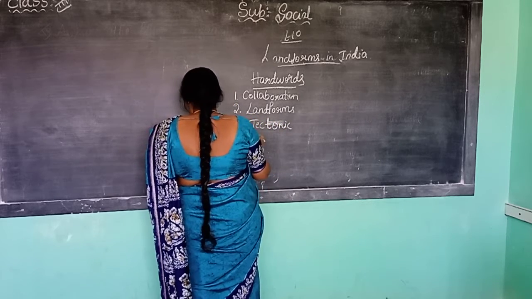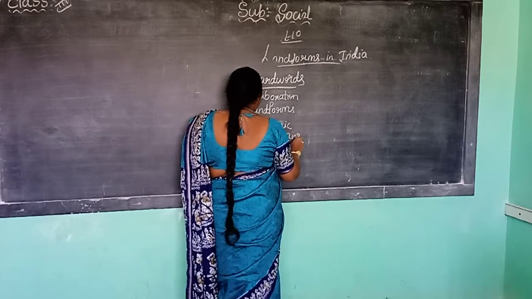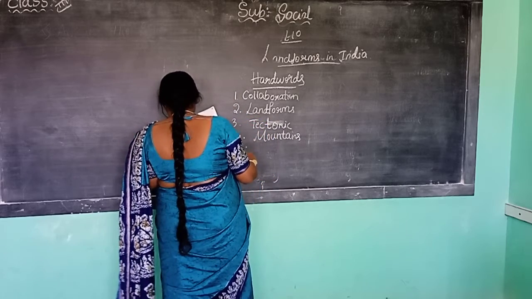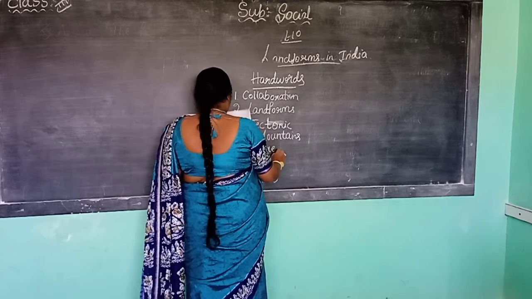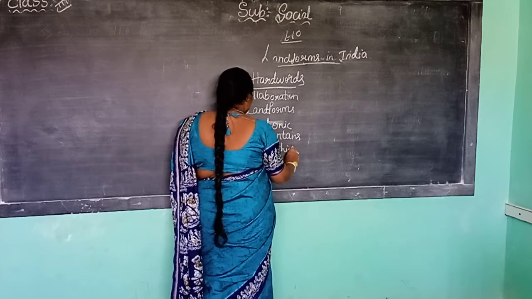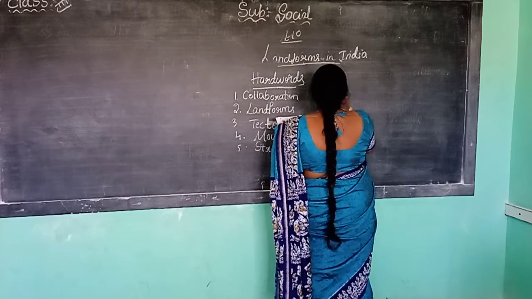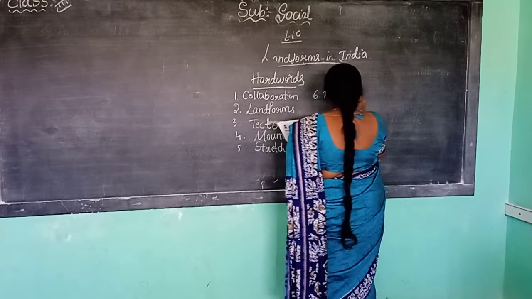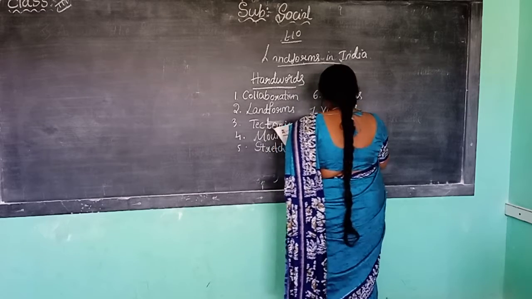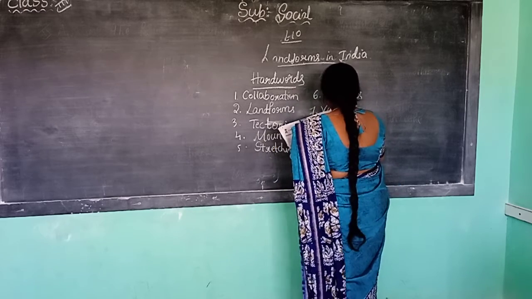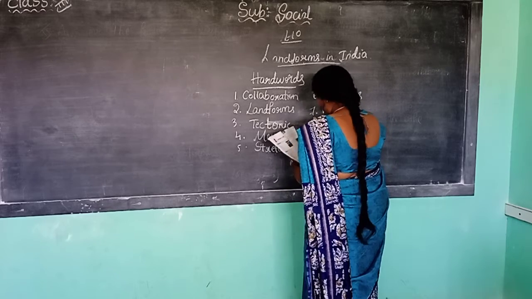Tectonic. Fourth one, mountains. Fifth one, stretching. Sixth one, plateaus. Next one is valleys. Eighth one, triangular.